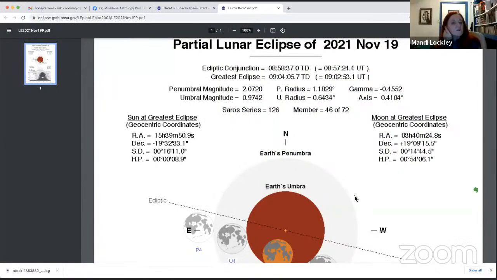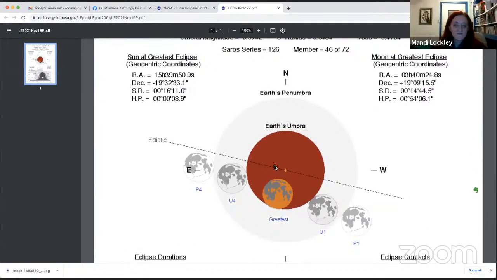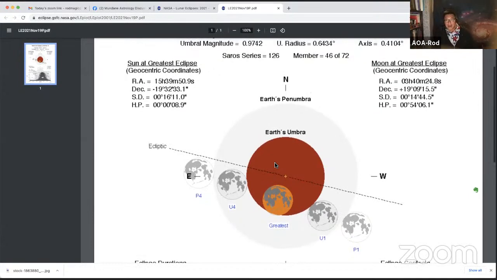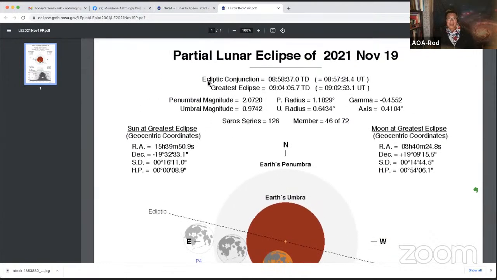Should I share my screen? I'm on NASA now. Amazing. So if you go to NASA's data, there's a really useful page, because not only do they tell you when it's going to happen, what position and how long it lasts, like this one tells us the conjunction is at 858, and the greatest eclipse is at 904.